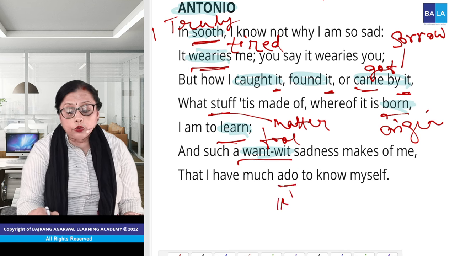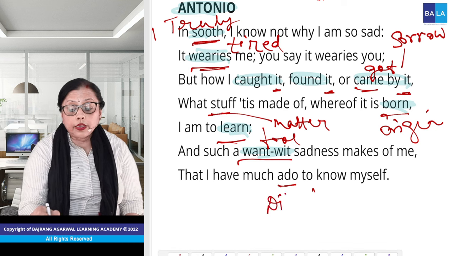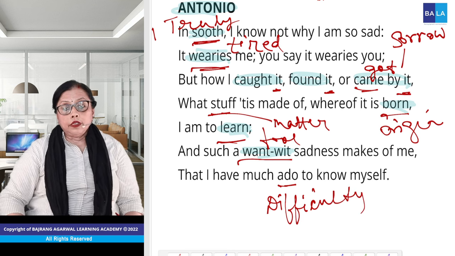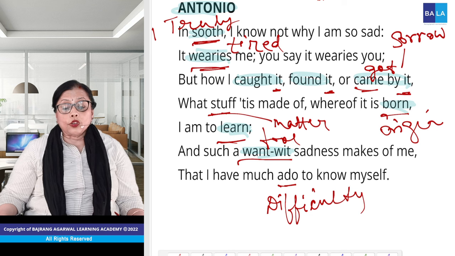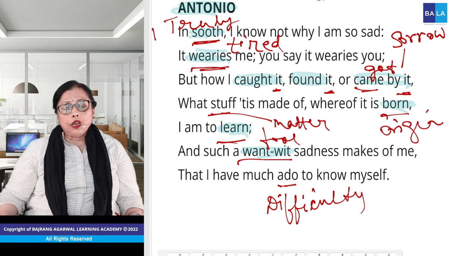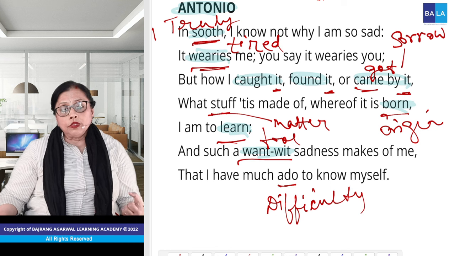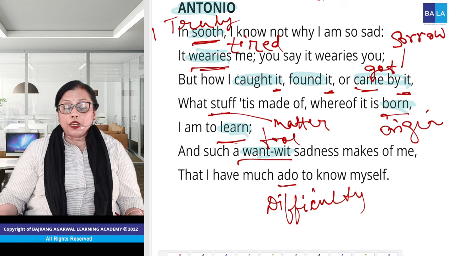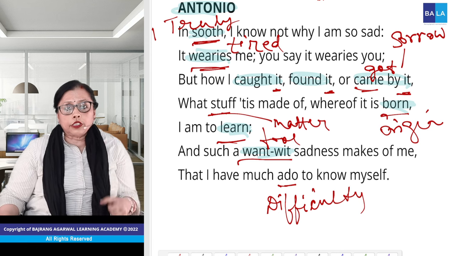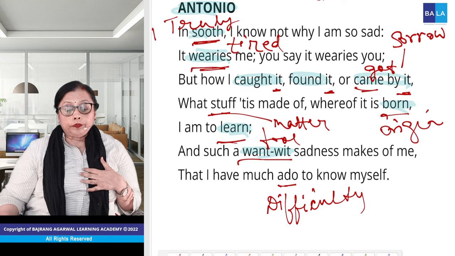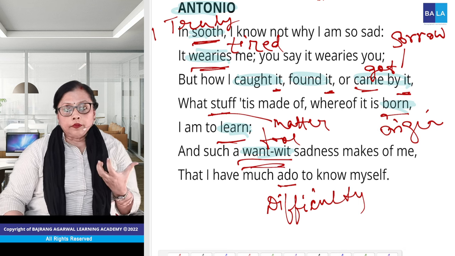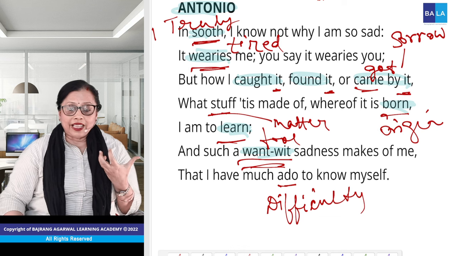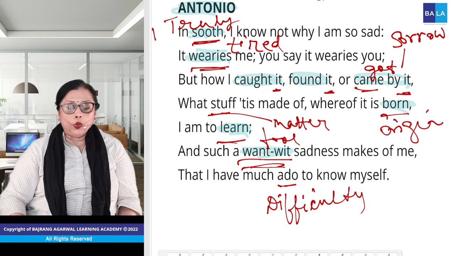That I have much ado. Ado is difficulty. I have much difficulty in knowing myself. So truly speaking, why I am sad, I do not know. But it makes me feel very exhausted or tired. How I got this sorrow, what matter it is made up of, where did it originate, what is the reason for this sorrow, I have to know. But this sorrow makes me a want-wit, it makes me a fool. I find it very difficult in knowing myself.